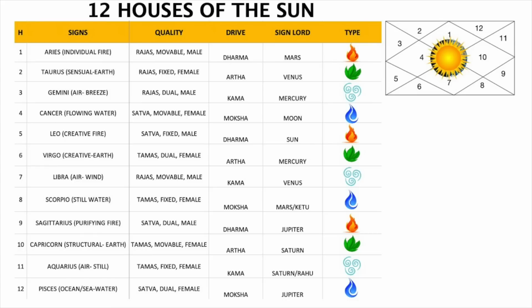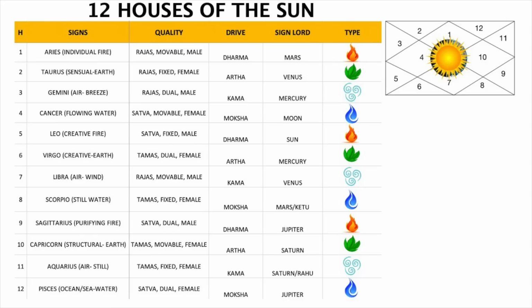The third fire sign, number 9, Sagittarius, is purifying fire. Its quality is sattva, it is dual, and it's also a male sign. So the purpose of the drive of Sagittarius is also Dharma. All the fire signs, as you can see there, are all about Dharma. And we shall unwrap this more and more as we go along. The sign lord is Jupiter, and that also has fire.